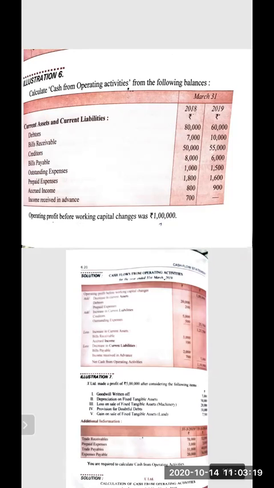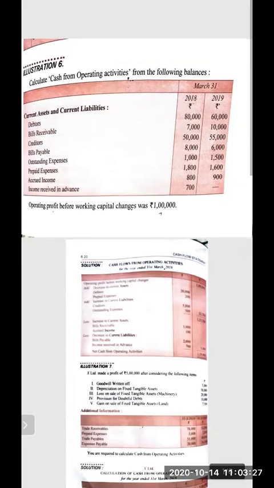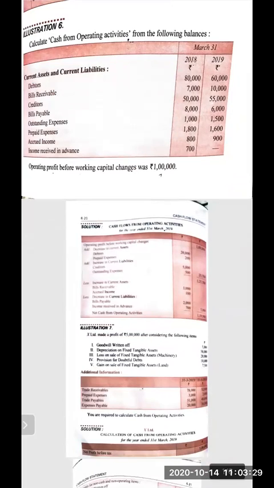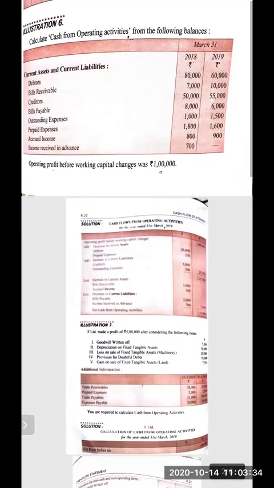Today, we will do the practical numericals related to the various activities. Let's start with the operating activity first. It is floating on the screen, illustration number 6. Calculate the cash from operating activity from the following balances. Here a statement is given to us in which all the current assets and liabilities are given, and operating profit before working capital changes is also given to us.